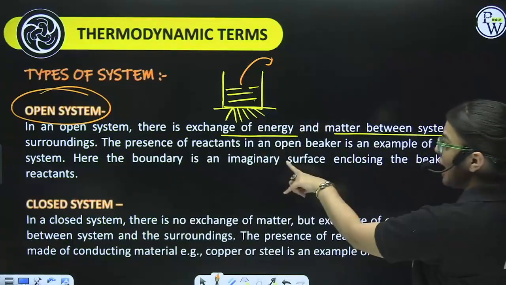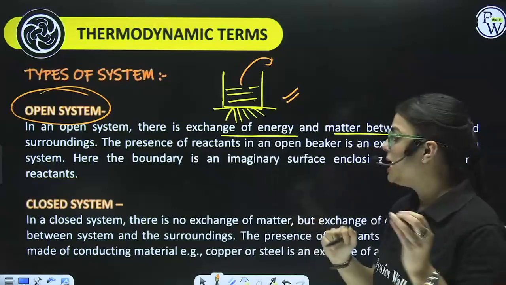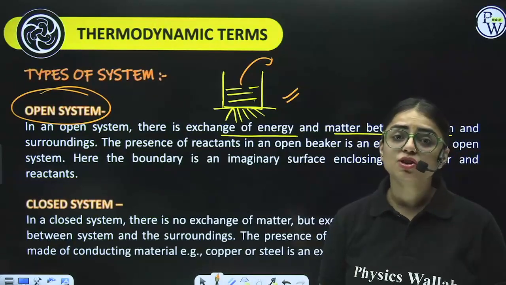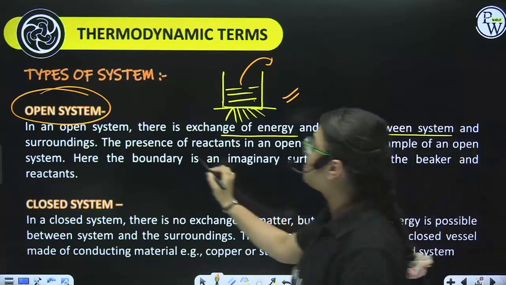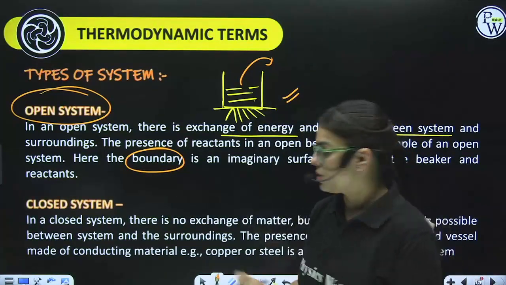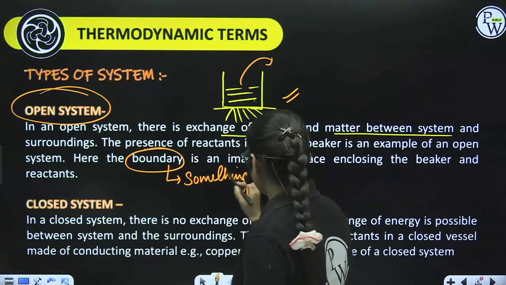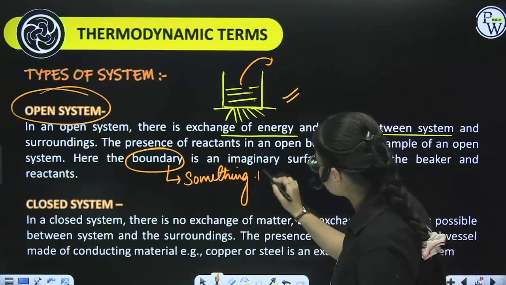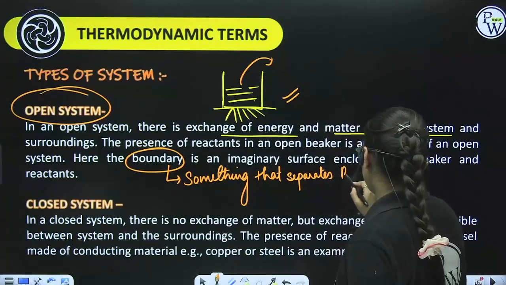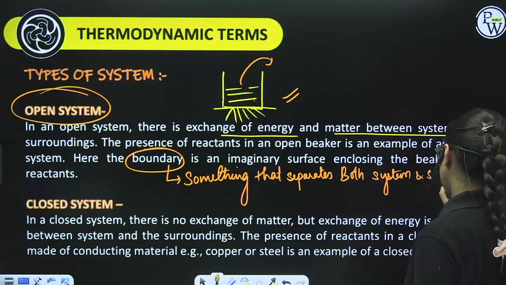So you can say the presence of reactants in an open beaker is an example of an open system, which I've already shown with the help of this diagram. Next, here the boundary is an imaginary surface enclosing the beaker and reactant. Now I'm introducing to you a new term, that is boundary. What is a boundary, students? Boundary is something which separates both system and surrounding. Now this something can be a line, can be a plane, can be anything, something that separates both system and surrounding.